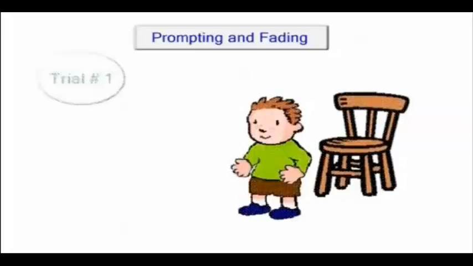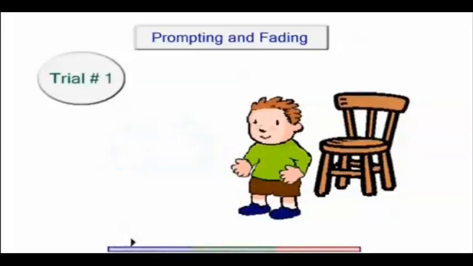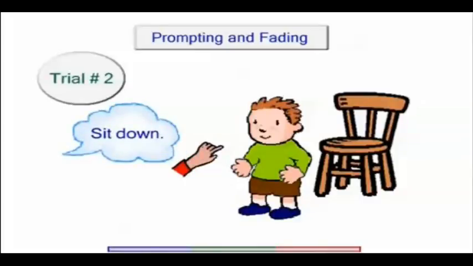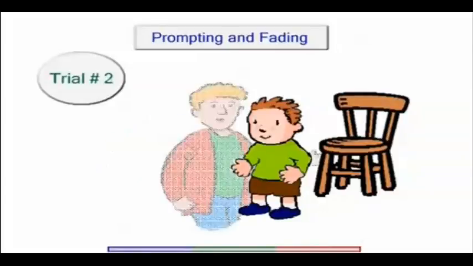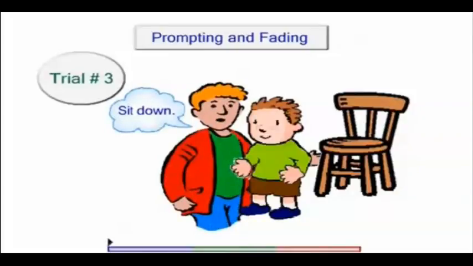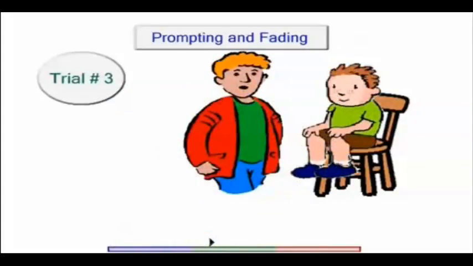During Johnny's therapy session, the therapist presents the SD sit down. Johnny does not respond within 3 seconds, so the therapist presents an informational no. Then the therapist presents the SD sit down a second time with the least intrusive prompt, a gesture towards the chair. Again, Johnny responds incorrectly, and the therapist gives another short, clear, informational no. The therapist then presents the SD a third time with the most effective prompt, a physical guidance towards the chair.